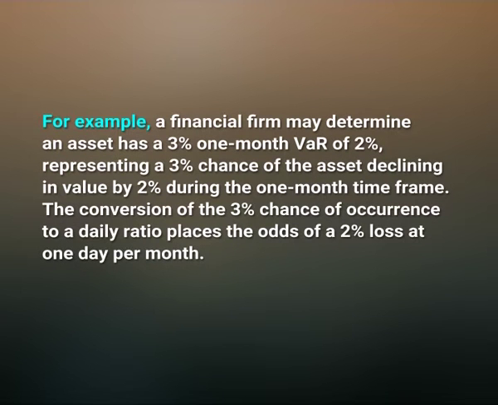For example, a financial firm may determine an asset has a 3% 1-month VAR of 2%, representing a 3% chance of the asset declining in value by 2% during the 1-month time frame. The converse of the 3% chance of occurrence to a daily ratio places the odds of a 2% loss at 1 day per month. Investment banks commonly apply VAR modeling to firm-wide risk due to the potential for the independent trading desks to unintentionally expose the firms to highly correlated assets.